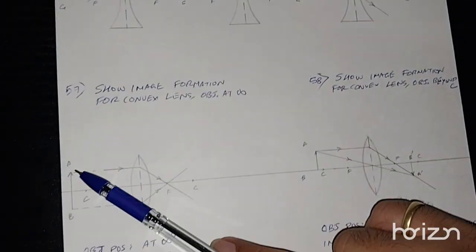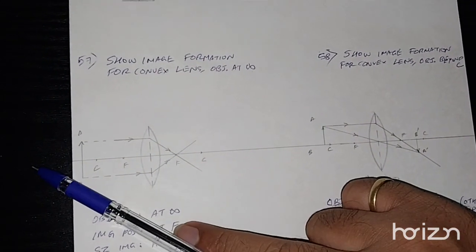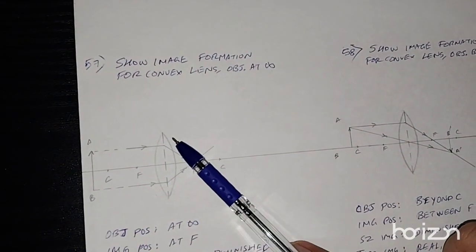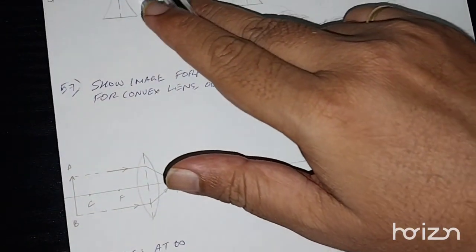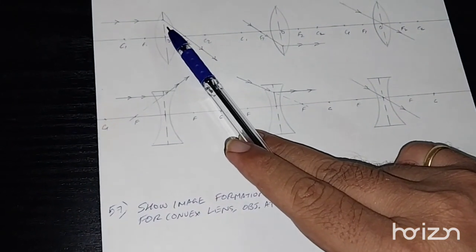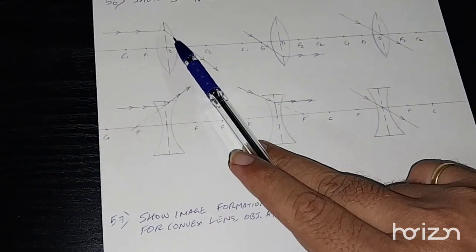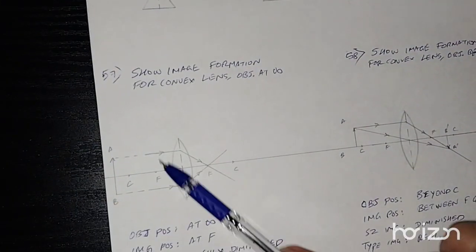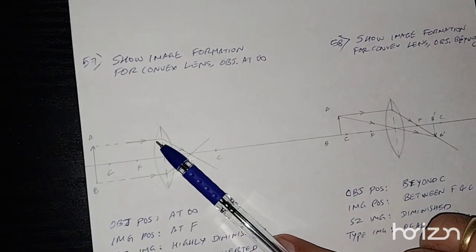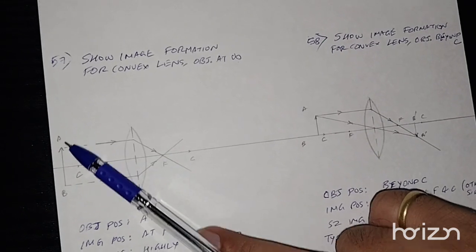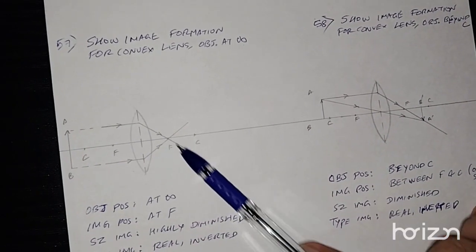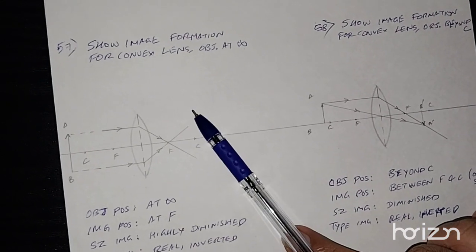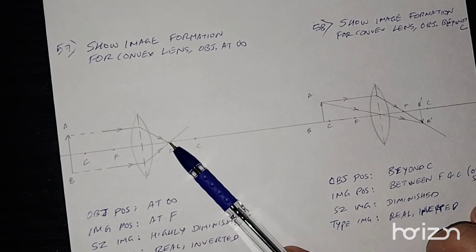Next question, show image formation for convex lens, object at infinity. See, this AB object is at infinity. Because it is very far, only the parallel rays from that object will reach the lens. As we have studied, the parallel ray will be bent by the convex lens such that it goes to the focus. The ray from A is parallel, it gets bent and goes through the focus. The ray from B is also parallel, it gets bent and goes to the focus. So the image is formed at the focus.